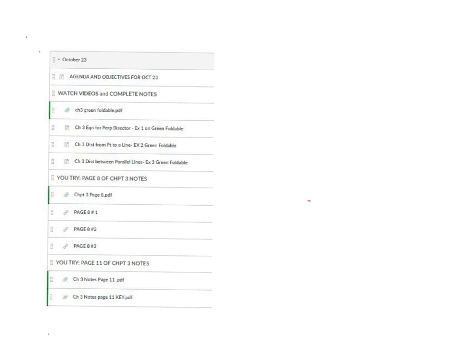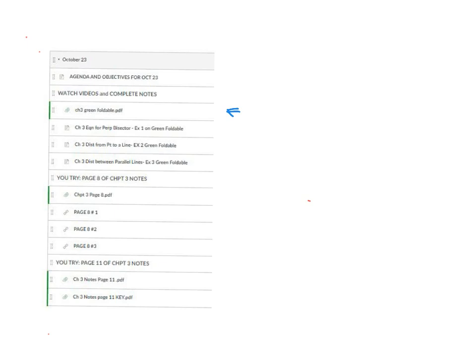I'm going to run through the agenda very quickly here. We're going to start into coordinate geometry today. So this was not part of the packet you picked up at the beginning, so you will need to download what Mrs. Bass in the video is going to refer to as the Chapter 3 green foldable. Obviously, yours is not going to be green. I just called it the same thing so that you wouldn't get confused.